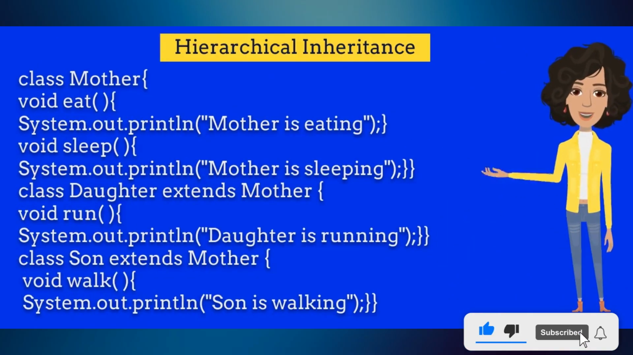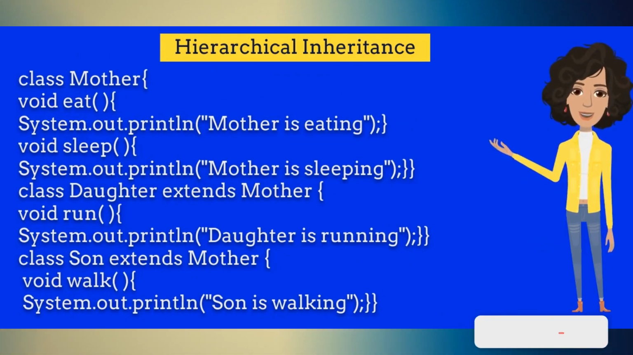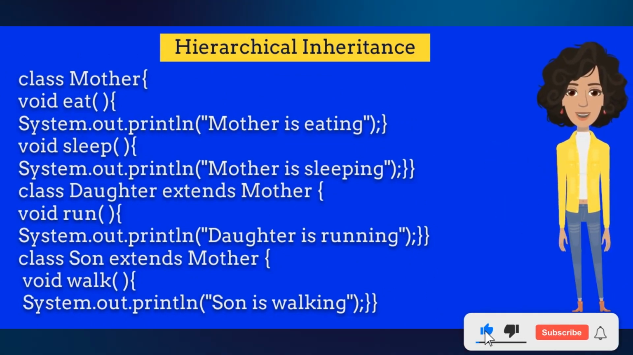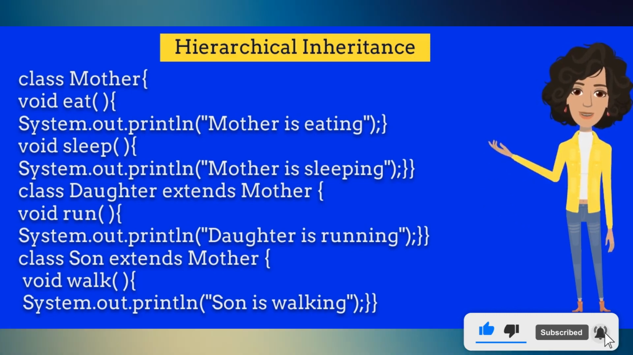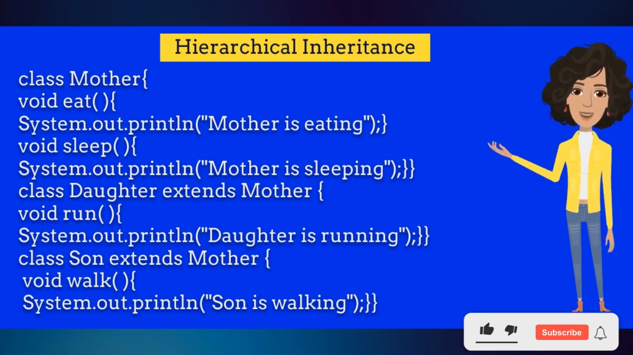How does hierarchical inheritance work in a Java program? Let us assume here I am superclass and my class name is class mother. My daughter class name is class daughter. And my son class name is class son.